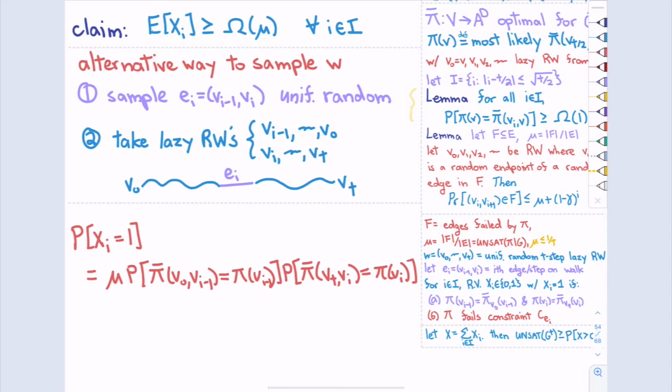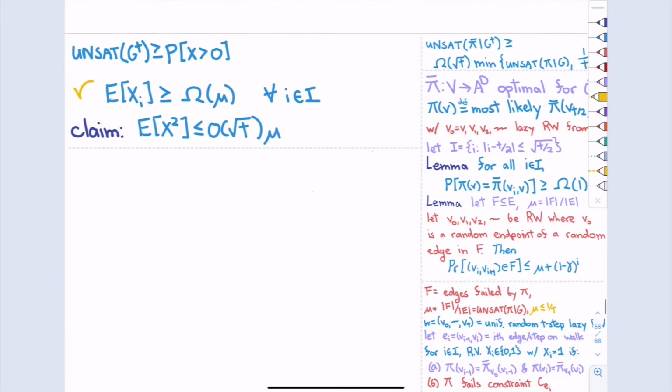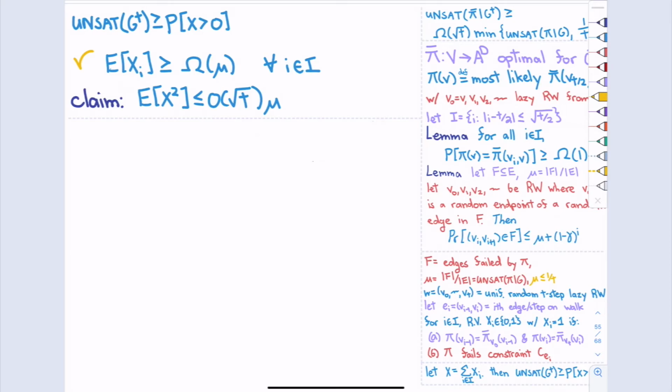So we apply this lemma that we briefly went through earlier to these. So those are both at least a constant, and you get some constant times mu. Okay. All right. So that's the first claim. The next claim is to show that the expected value of x squared is at most square root t times mu.